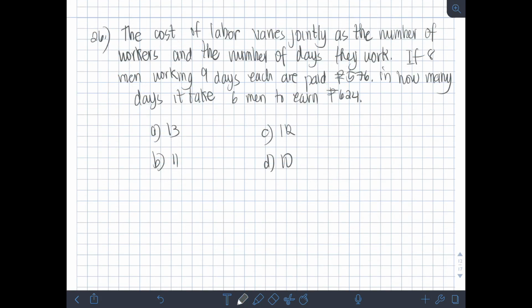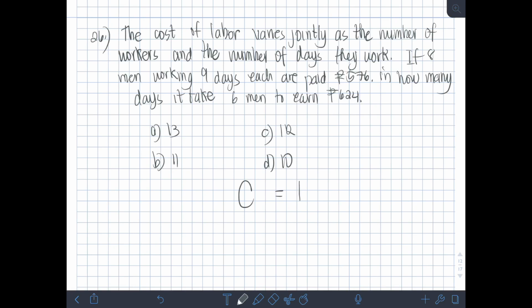Okay? Next, we have: the cost of labor varies jointly as the number of workers and the number of days they work. If 8 men working 9 days each are paid 576 pesos, in how many days will it take 6 men to earn 624 pesos? Okay, so this is variation. Let's denote C as the cost. C varies jointly. When something varies jointly, it is like varying directly, but the variables are multiplied with each other. What varies jointly? The number of workers and the number of days.